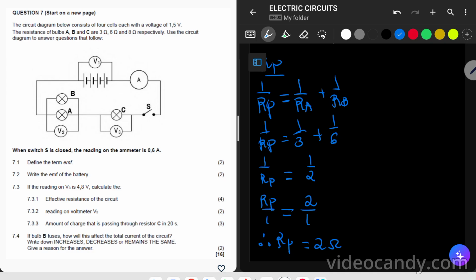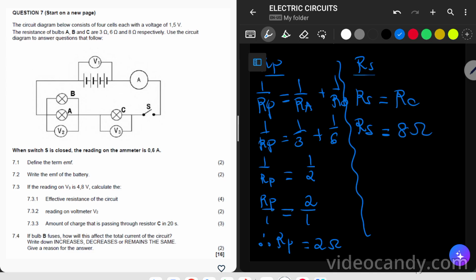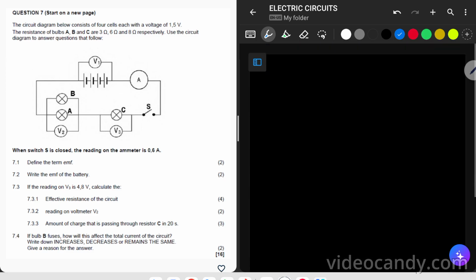You move on to resistors that are in series, RS. What is the formula to calculate resistors that are in series? RS is equal to, depending on the number of resistors you have in series. In this instance, you have only C as a resistor in series, so you have the resistance of C, and you're not going to have plus something because it only ends at C. RS is equal to, what is the resistance of resistor C? 8 ohms. That means our resistors in series have a resistance of 8 ohms. Finish.